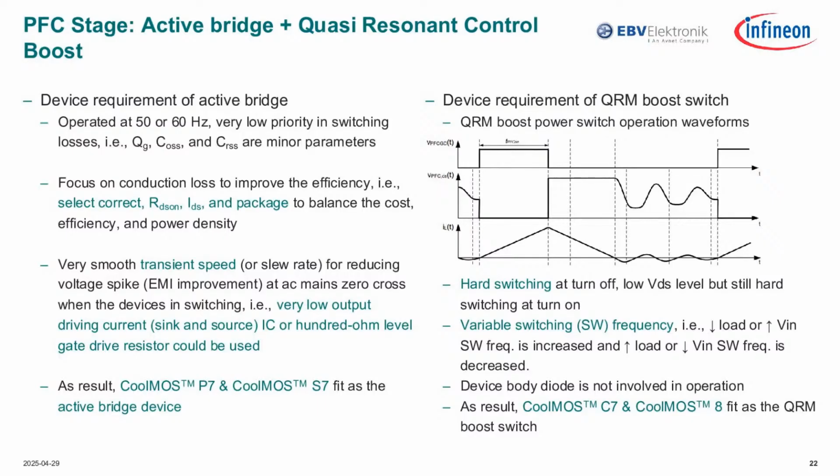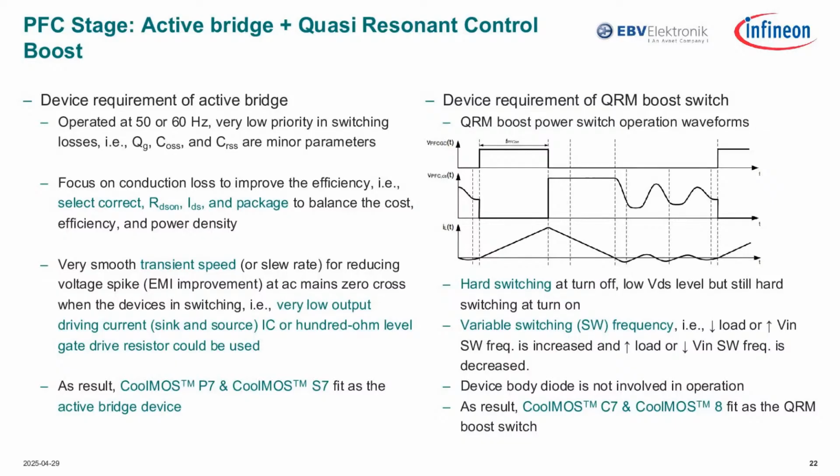In the PFC stage, the working mode is what we call the quasi-resonant mode boost switch. It is similar to DCM mode, which is a little bit hard switching. So we need to think about the turn-off losses. But it is better than a traditional CCM boost because with QRM, when the device turns off, we have a relatively low VDS voltage at turn-off. It also has variable switching frequency.